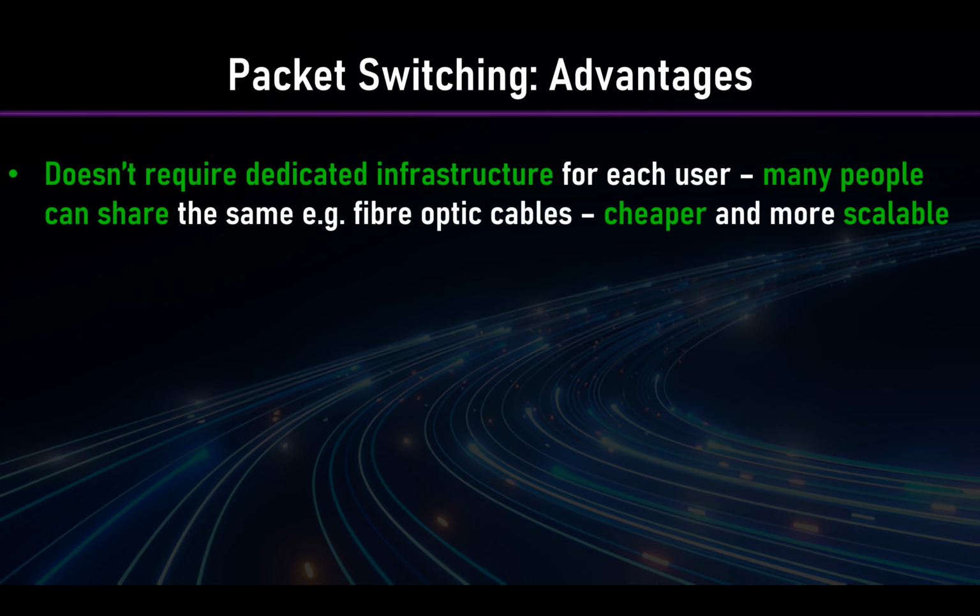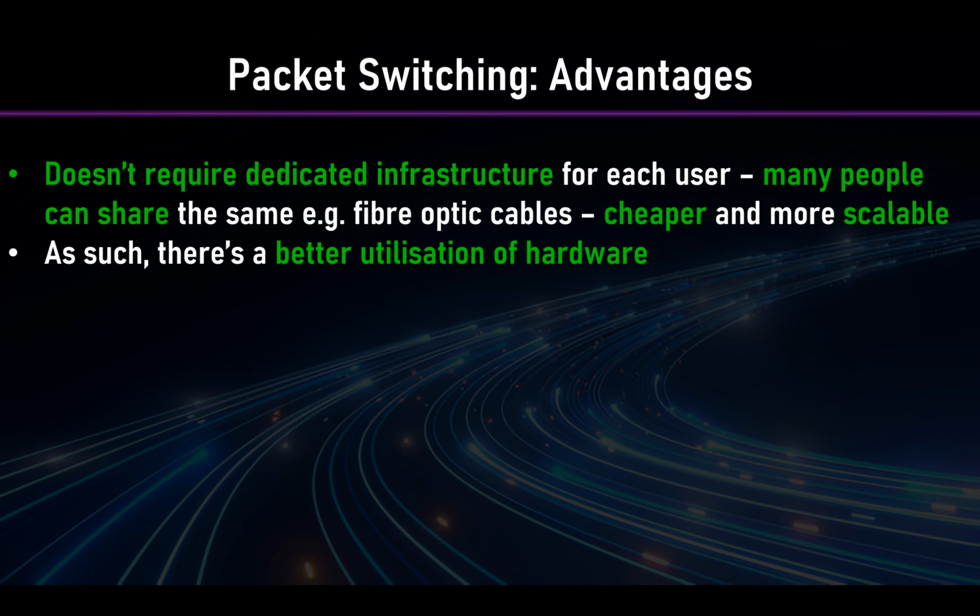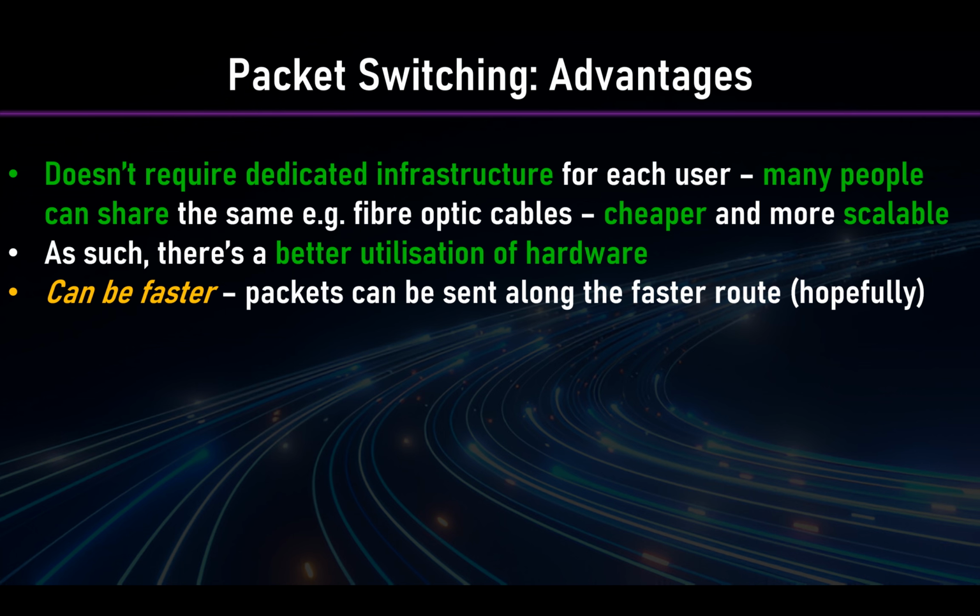Right, so let's look at the advantages then. Packet switching doesn't require dedicated infrastructure for each user. Many people can share the same infrastructure, the same fibre optic cables, therefore it's going to be cheaper and more scalable. Because with the modern internet, billions of people using it, you're not really going to have a PSTN-style setup with billions of individual one-to-one connections. That's just not going to be scalable on a global scale. Because of this, there's better utilisation of shared hardware.